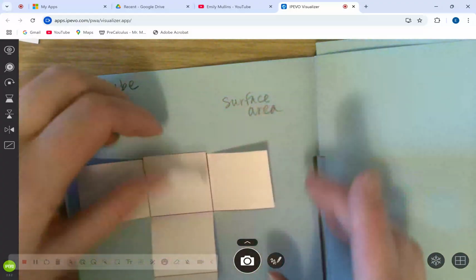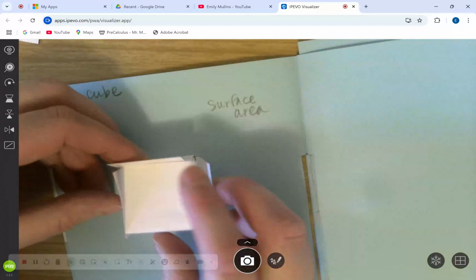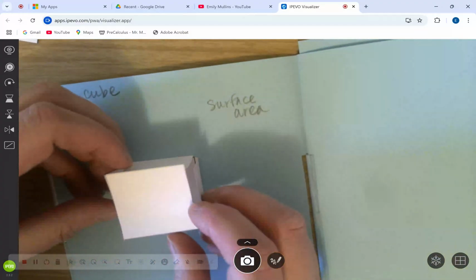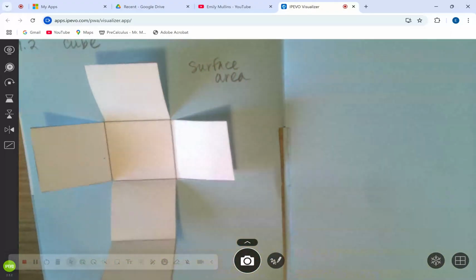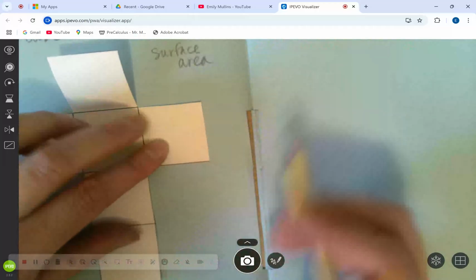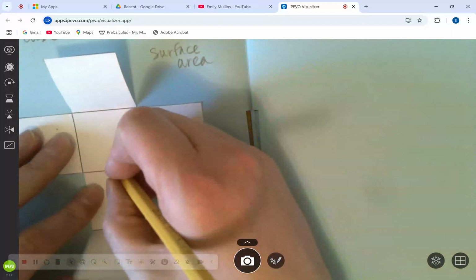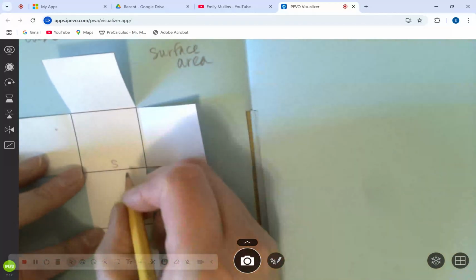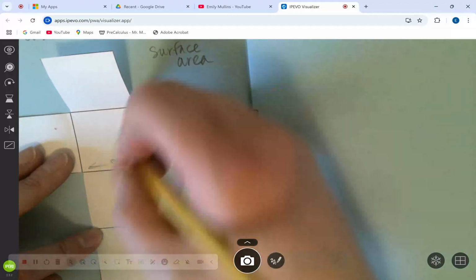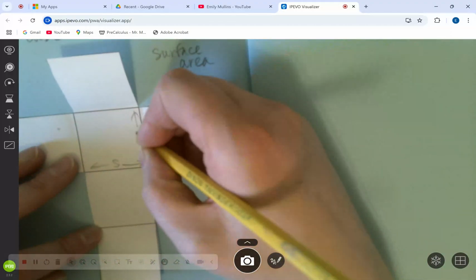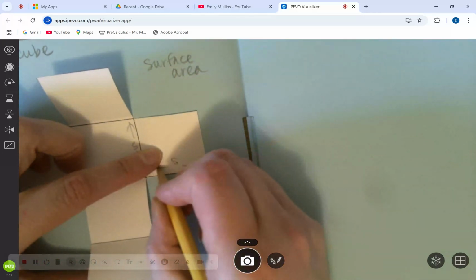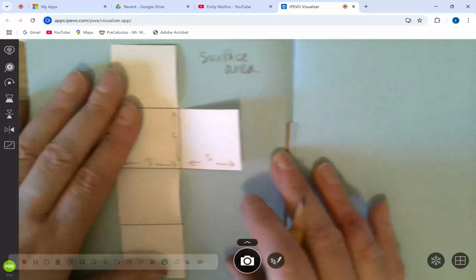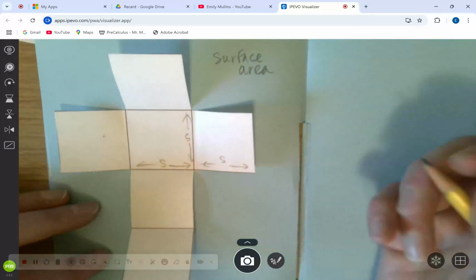So this is one of the nets that you could use to make a cube. There's a lot of different nets. It's something that we're going to explore in class. So I can make a cube. So I'm going to call all of these a side. This is my side here, which is the same as this side over here, which is the same as my height. So if I'm thinking about surface area, I've got a bunch of squares that are all the same.